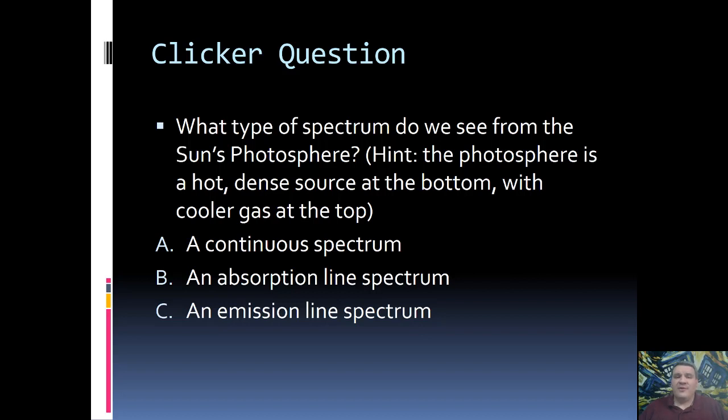Here is our third lecture quiz question. What type of spectrum do we see from the sun's photosphere? I'm going to give you a hint. The photosphere is a hot gas that is a dense source at the bottom with a cooler gas on top. A, a continuous spectrum, B, an absorption line spectrum, or C, an emission line spectrum. Go ahead and think about it, and we'll discuss in just a bit.